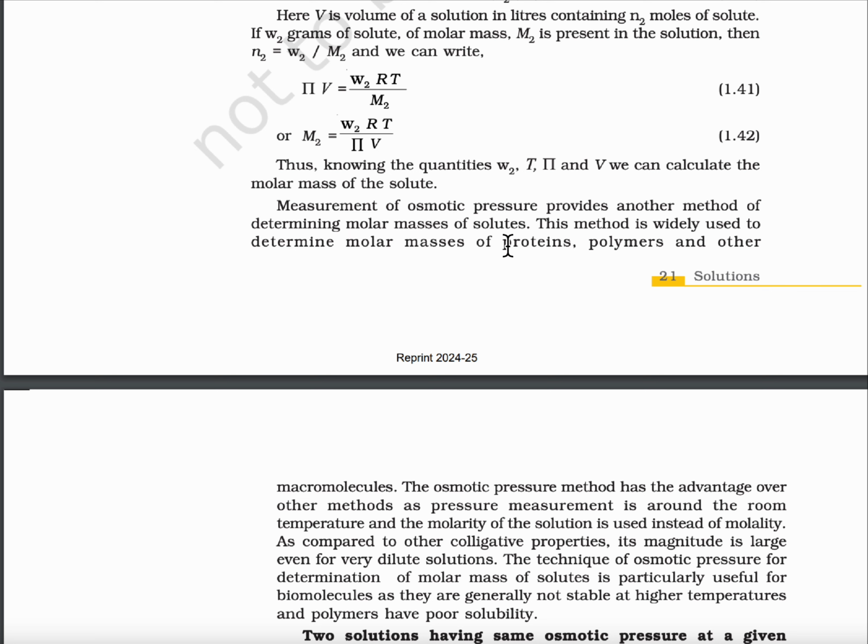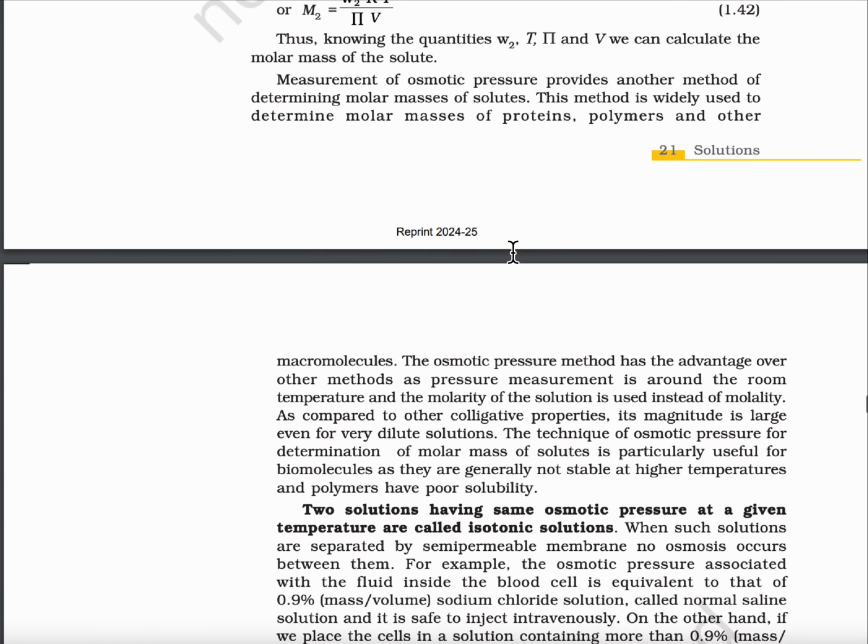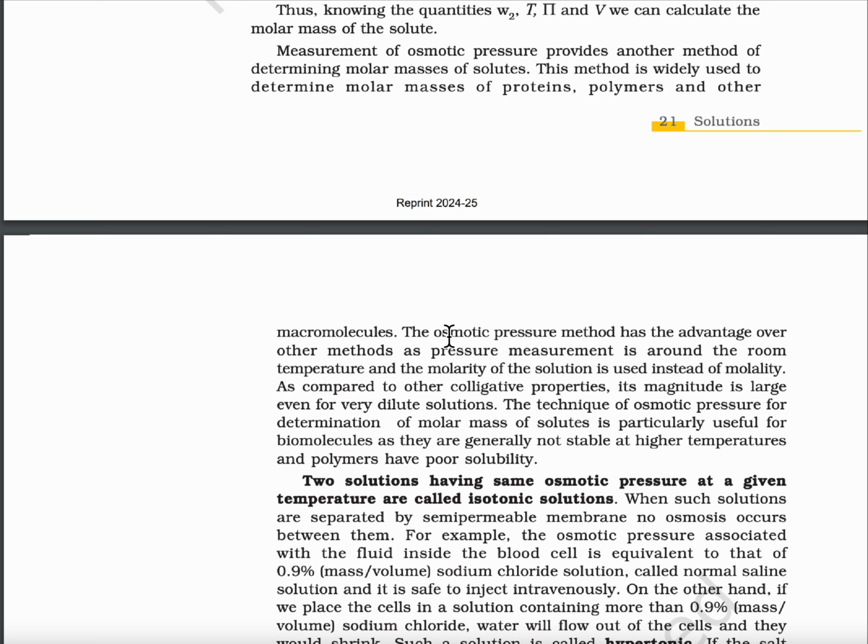Now this method is widely used to determine molar masses of proteins, polymers and other macromolecules. Why so? The reasons are being provided here. So the first reason is osmotic pressure method has the advantage over other methods. The first reason being pressure measurement is around the room temperature and the molarity of the solution is used instead of molality. So temperature is around the room temperature. There is no need of increasing the temperature or decreasing the temperature. And also, as compared to other colligative properties, its magnitude is large even for very dilute solutions. So easier calculations can be made if it is having a little larger magnitude than the other colligative properties.